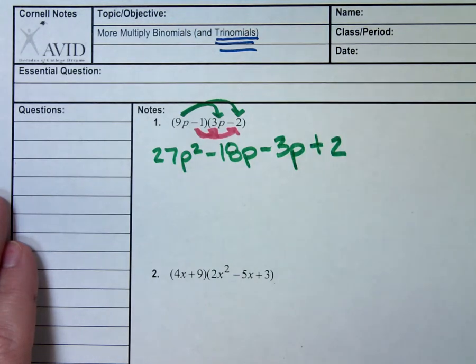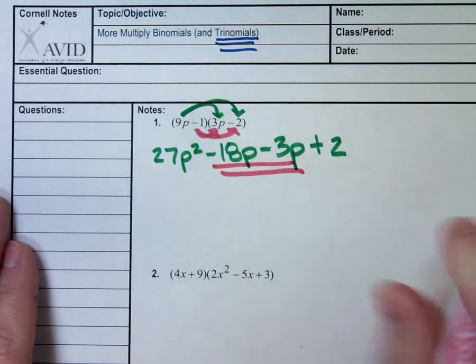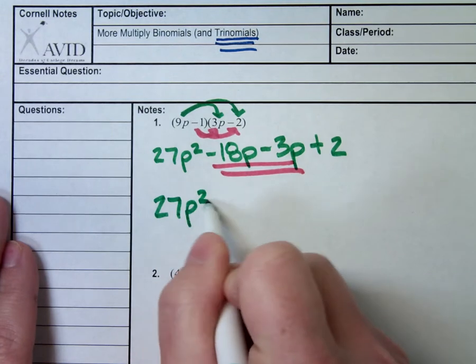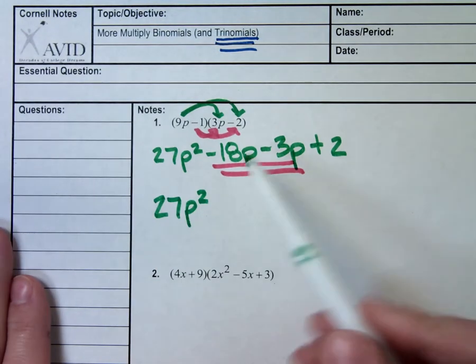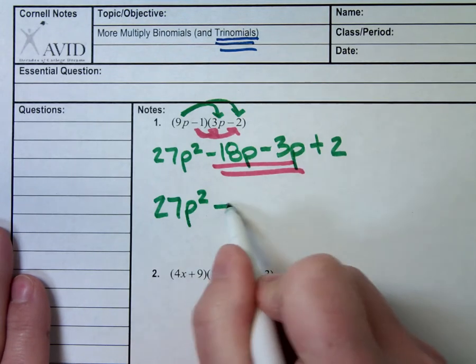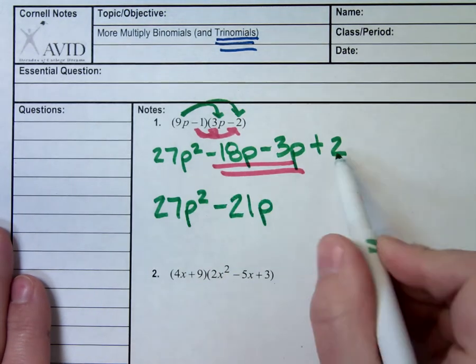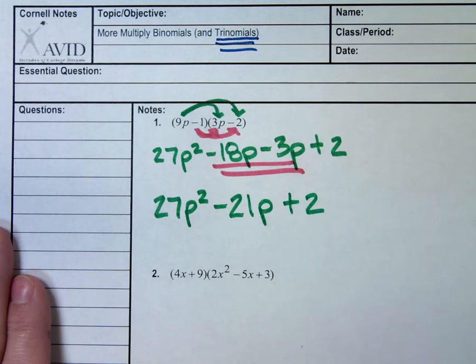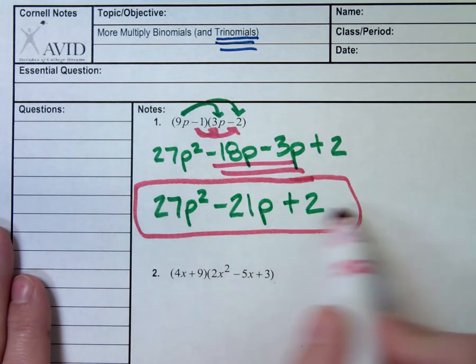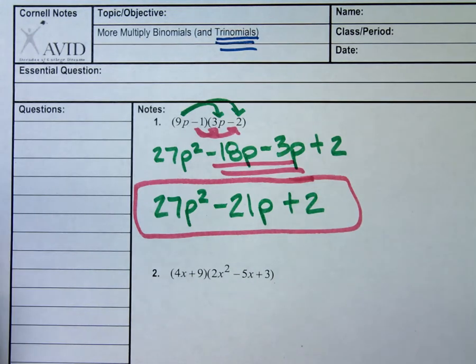At this point, I look to see if I have any like terms that I can add or subtract. I sure do. Those are like terms. So the 27p squared just drops down. What do you get if you combine a negative 18p and a negative 3p? A negative 21p, and then the positive 2 comes on down. And that's our answer. That's as simple as it gets. I can't add or subtract any of these together because none of them are like terms. They have to be same variable, same exponent in order to add or subtract.